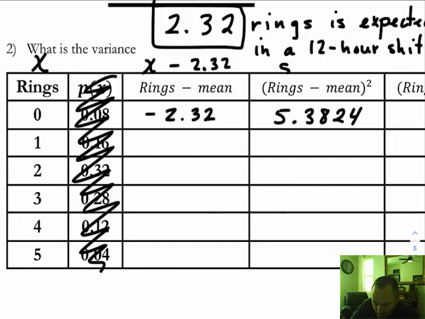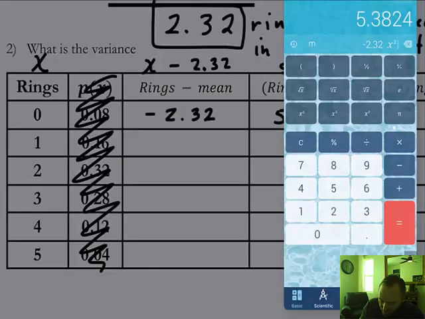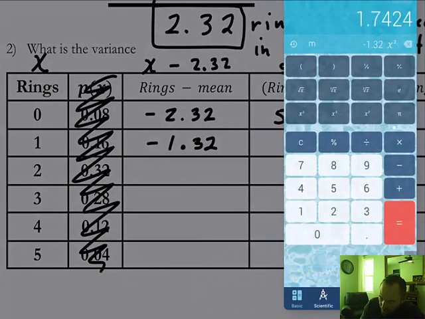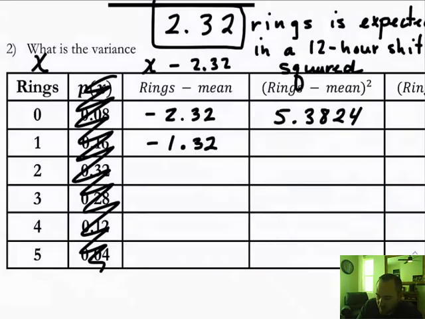Let me finish out my deviations and then square them. Next one here for 1. 1 minus 2.32 is negative 1.32. And then next what we want to do is square it. So I'm going to raise that to the second power: 1.7424. Again, writing that whole number down.